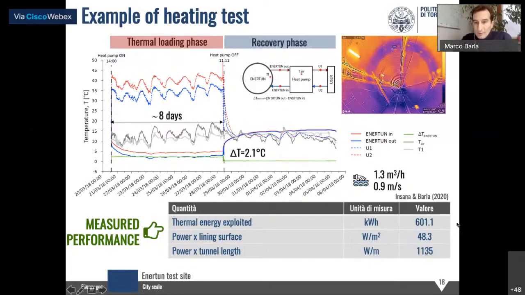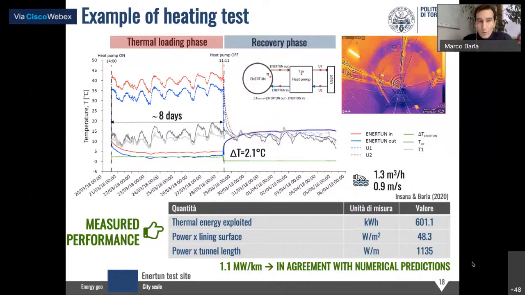Well, the numbers we got are shown in this table here, and basically, just to make it simple, it's more or less one megawatt per kilometer of tunnel. Of course, we didn't activate a kilometer, but just 2 meters of length. But if we extrapolate this to a kilometer of tunnel, it comes to this number here, which is more or less 1 megawatt per kilometer, just to give a rough number. So in this geological context, and at the depth of this tunnel and so on.